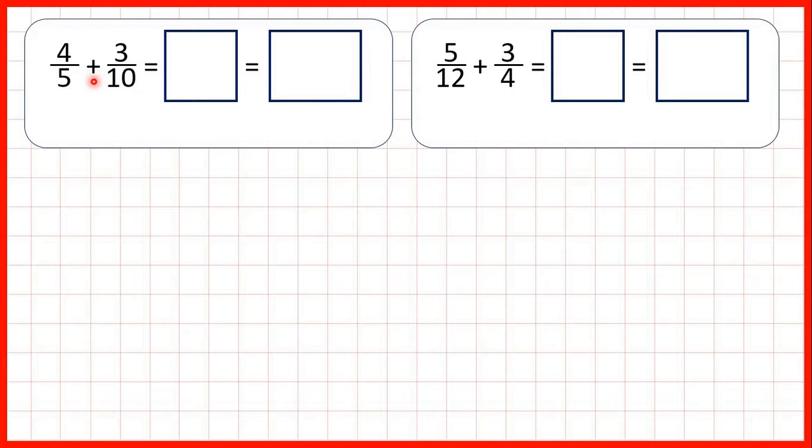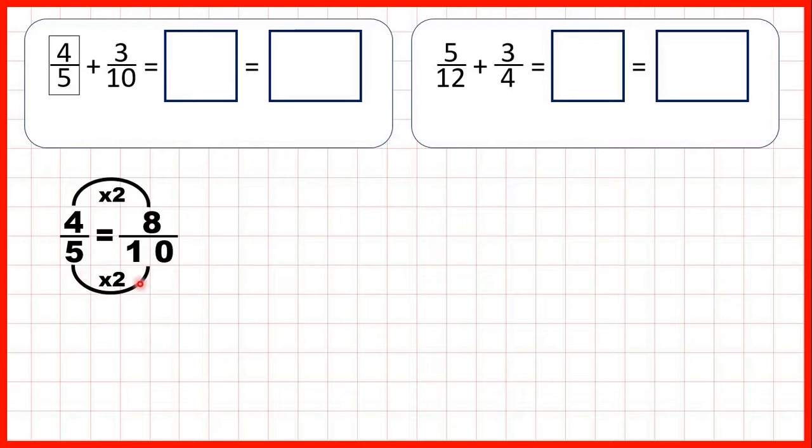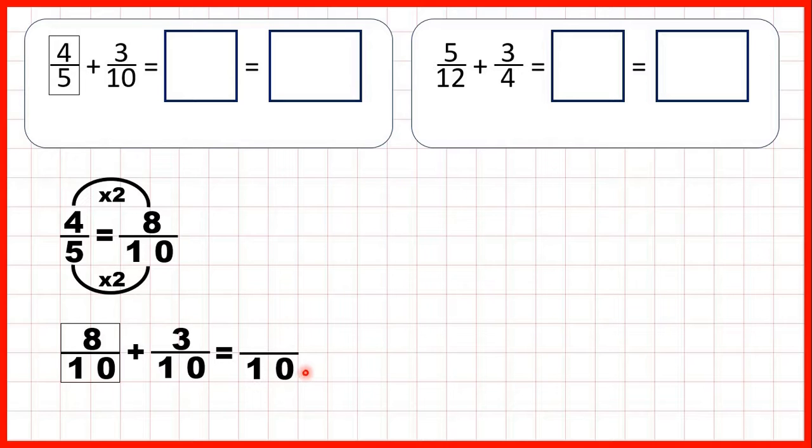Now we know that to add fractions we need the denominators to be the same, and 10 is in the 5 times table, so we can find a fraction equivalent to 4/5, which has a denominator of 10. 4/5 is the same as 8/10, because 5 times 2 is 10, 4 times 2 is 8. So now we can rewrite our question. Instead of 4/5, we can write 8/10, because that's equivalent to 4/5. And we can add the 3/10, because now we have a common denominator.